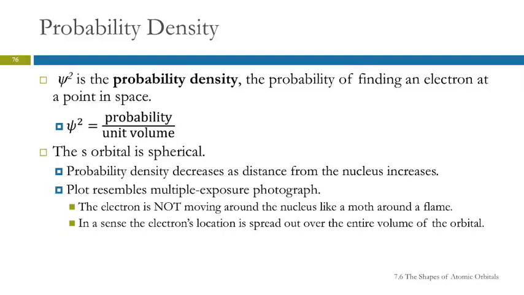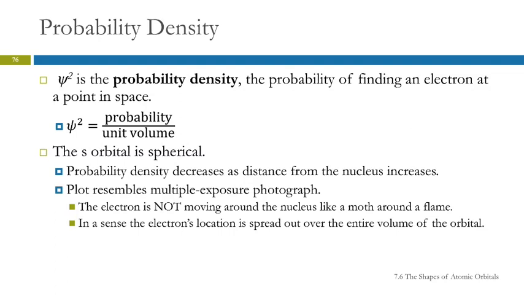So probability density. Psi squared is the probability density. Psi is one of the wave functions in Schrodinger's equation. The probability density is the probability of finding an electron at a given point in space. So psi squared is the probability divided by the unit volume.